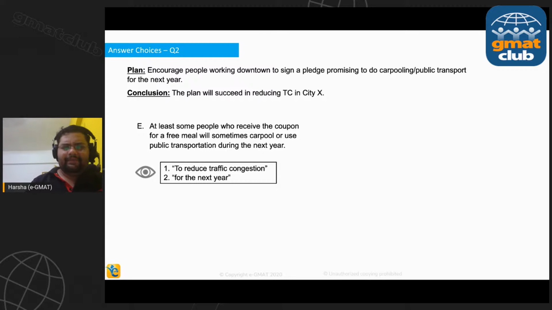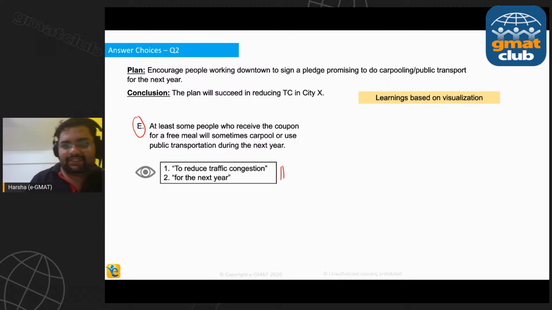Now, again, this is not a pre-thinking seminar, so I'm not going to get into the pre-thinking aspect of it. But one thing I'll tell you, option E can be organically arrived at through pre-thinking. Pretty much the same idea. But let me explain the thought process here. We already know these things, right? We understood to reduce traffic congestion. We understood for the next year.